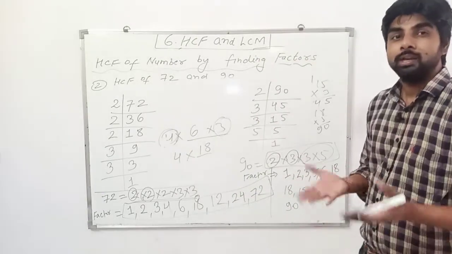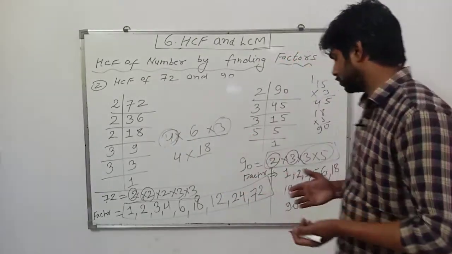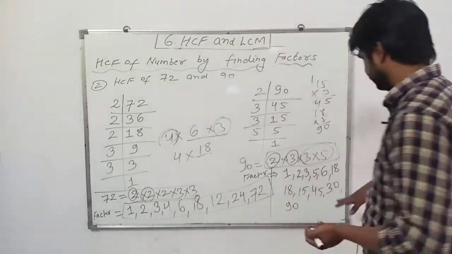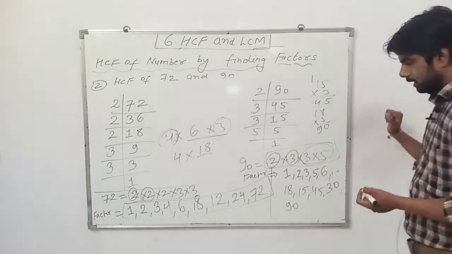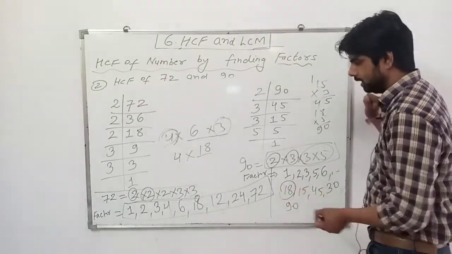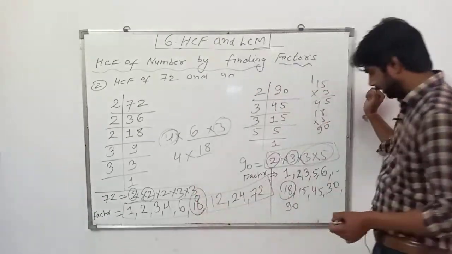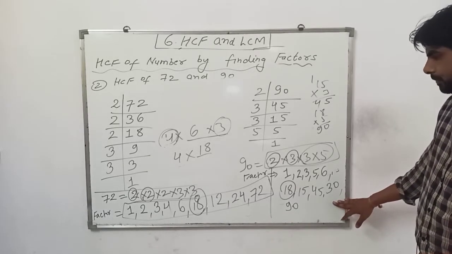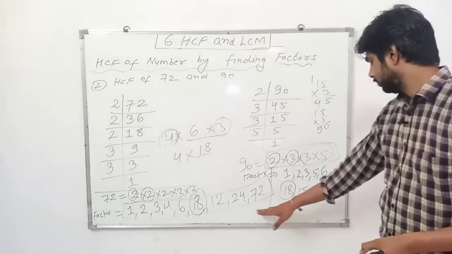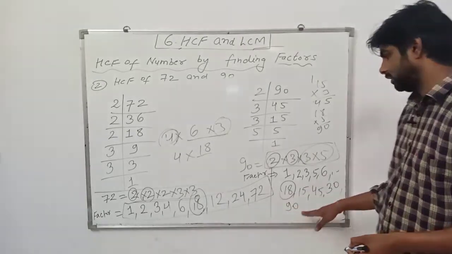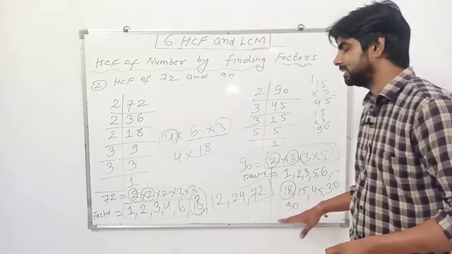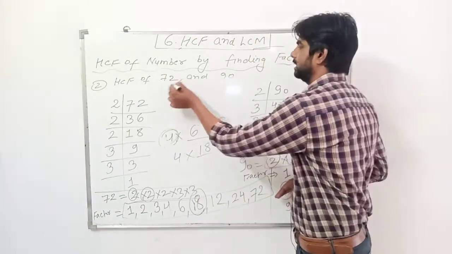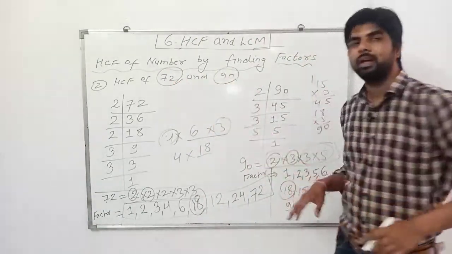Now what we have to do? We have to find the highest common factor. So we have to find the largest number which is in both the numbers. So here you can see that 18 is there, 18 is also there. Okay, now is there any other number which is bigger and is common in both the numbers? 30, no, 30 is not in the 72. 45, 45 is also not there. So here you can see that 18 is the largest or greatest number which comes in the factors of both numbers. Means it comes in the factors of 72 and it comes in the factors of 90.